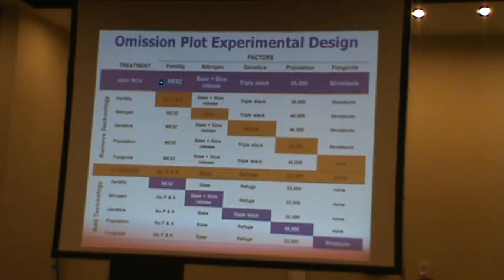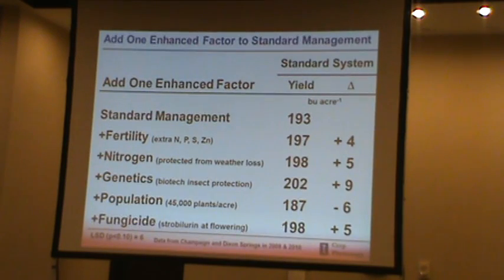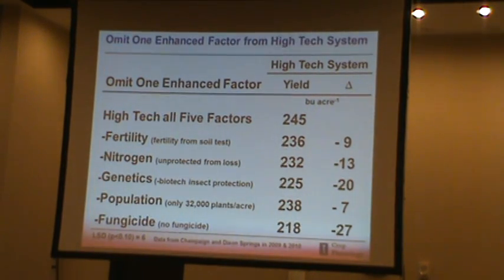Now I'm going to show you the high side, what happens if I leave one of the factors out. And what you're going to see is it's not the one thing that you do for high yield, it's what you don't do as part of the high-tech package that has the opportunity to kill you. So here's on the high-tech side, now it's up to 245 bushels, 50 bushels more, 52 actually.